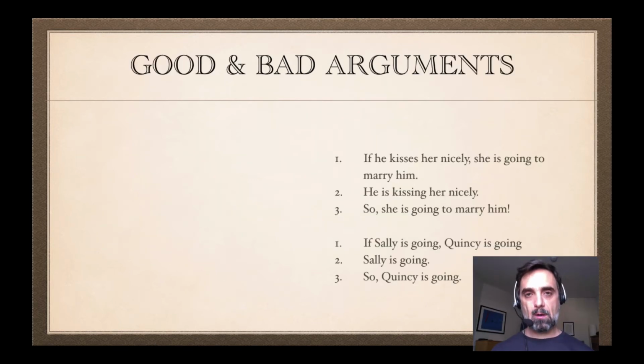Okay, so both of these arguments look valid. The first argument: if the premises are true, so if he kisses her nicely, she is going to marry him, and he is kissing her nicely, if those are true, then the conclusion is also true. No matter what, in any situation in which those are true, so is the conclusion. It's impossible for the premises to be true and the conclusion to be false.